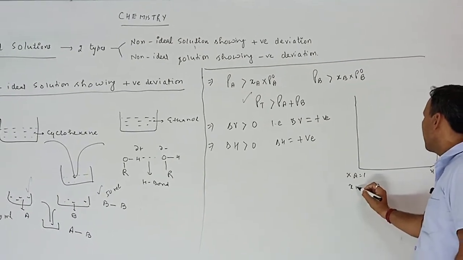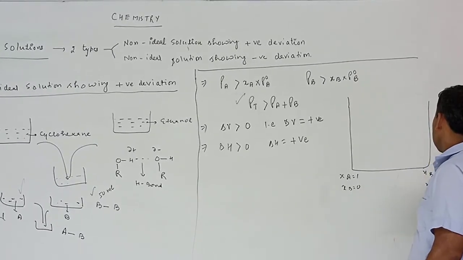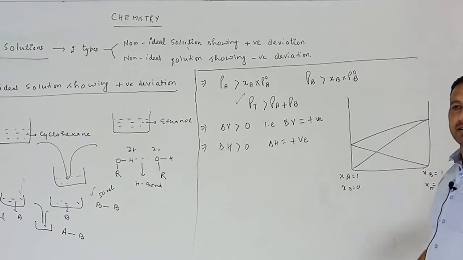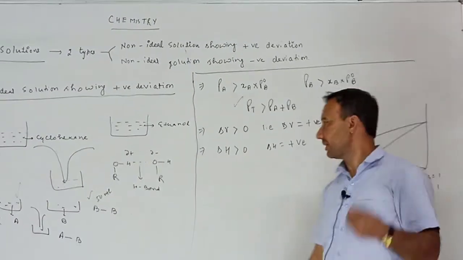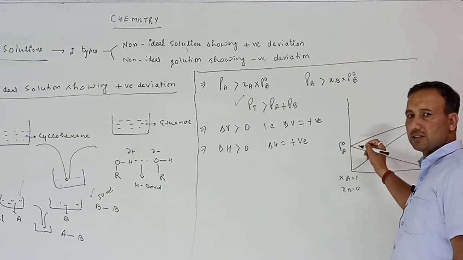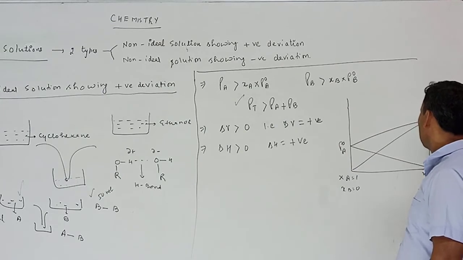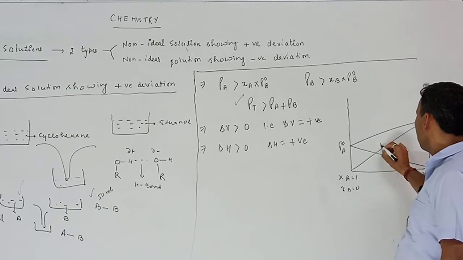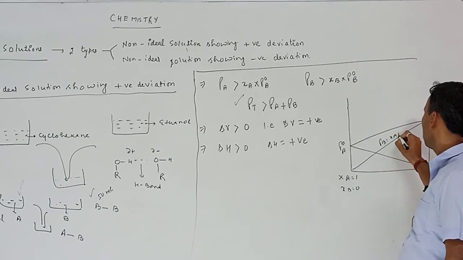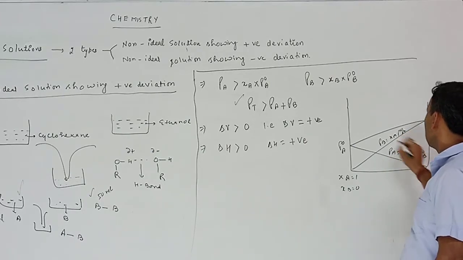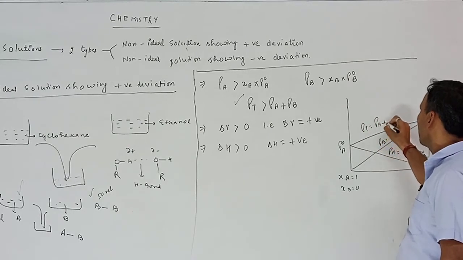Suppose we have a binary solution. This type of graph is observed for an ideal solution, a liquid solution showing ideal behavior. Suppose this is the P naught A, vapor pressure of the pure component, and this is the P naught B, vapor pressure of the pure component, and this slope will show the partial pressure of B component. Partial pressure of B is equal to XB into P naught B, and this is the partial pressure of A component, mole fraction into P naught A, and this is the total pressure, that is partial pressure of A plus partial pressure of B component.